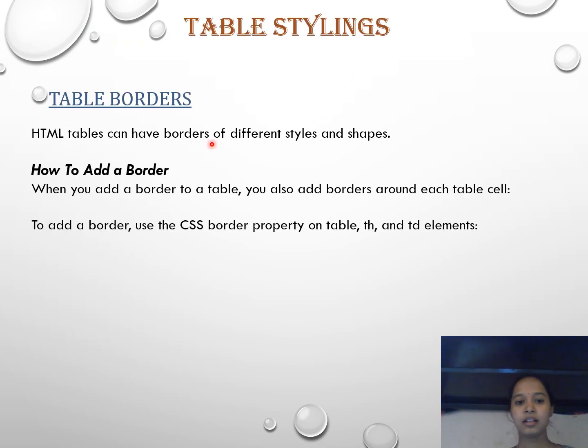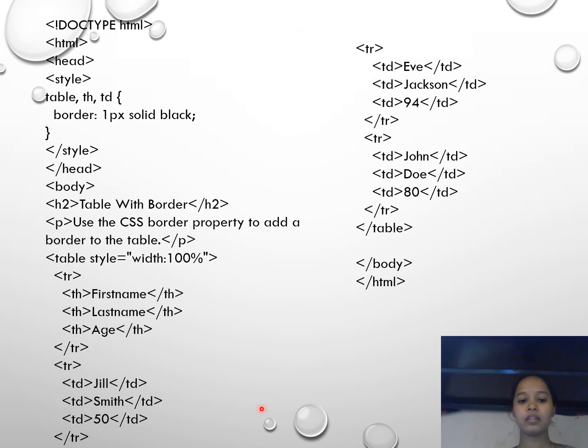Table styling. Table borders. HTML tables can have borders of different styles and shapes. How to add a border? When you add a border to a table, you also add borders around each table cell. To add a border, use the CSS border property on the table, th and td elements. And this is the example.